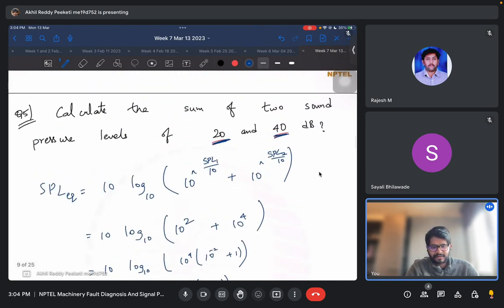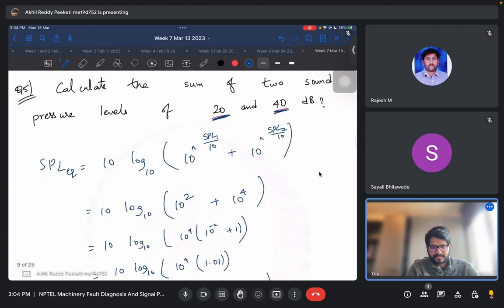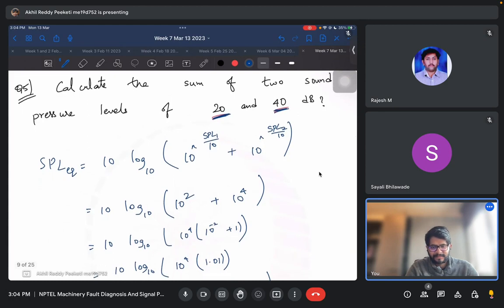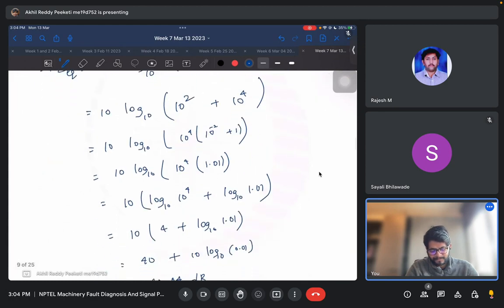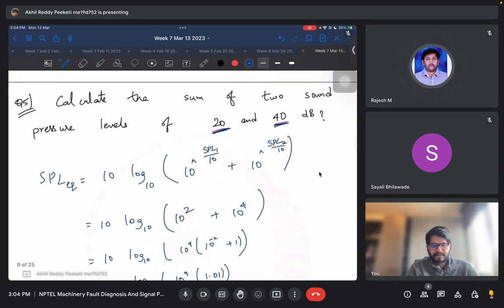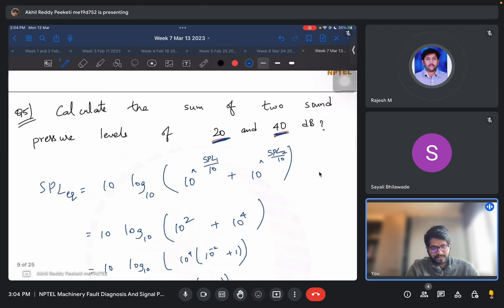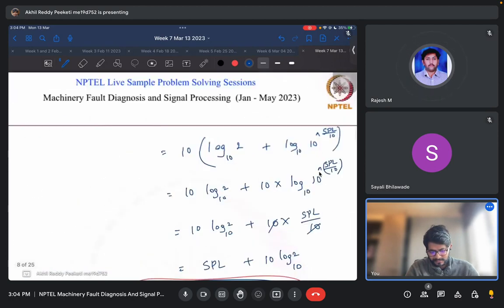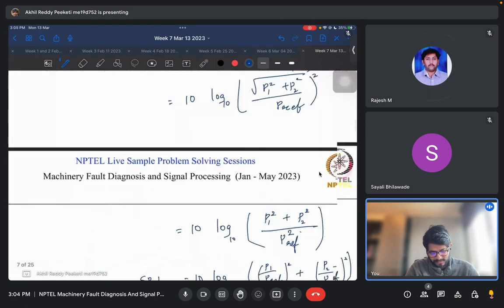So Rajesh, is your doubt clear on how to do this if it is different pressure levels? Okay. Sayali, were you able to follow what was going on with this, as you joined late?